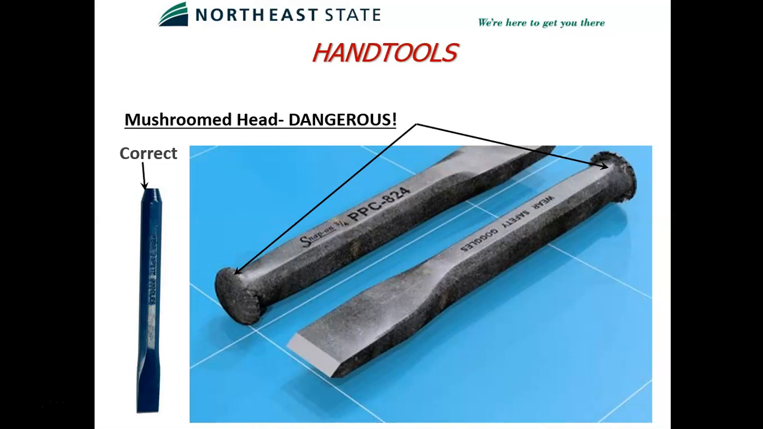That mushroomed head can become a danger if it's struck at the wrong angle, and those pieces can chip off and fly. I've heard that they can fly at the velocity of a .22 bullet. I've not seen that per se, but I can see where that could easily happen if you hit it at the wrong angle and break a chip off of that. So if your chisel starts looking like that, take it to the grinder and grind that mushroom head off of it.